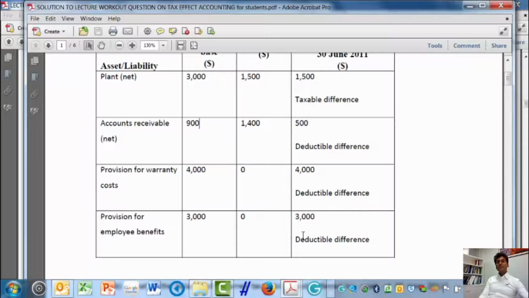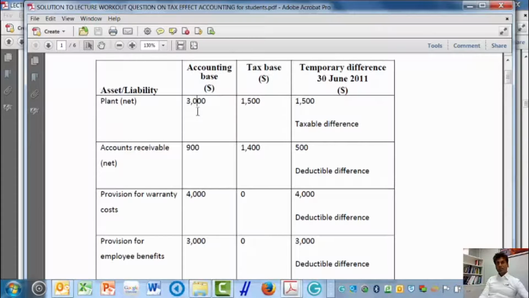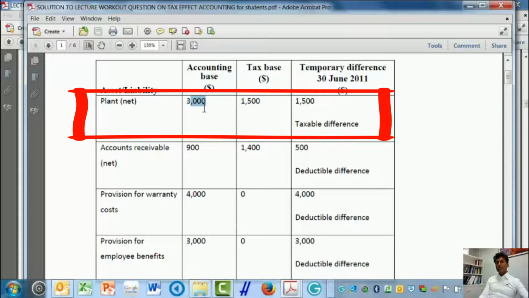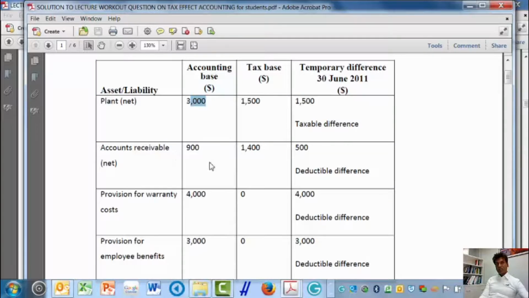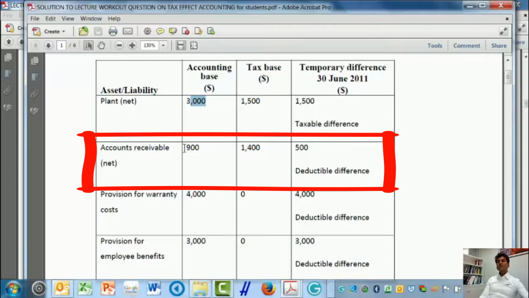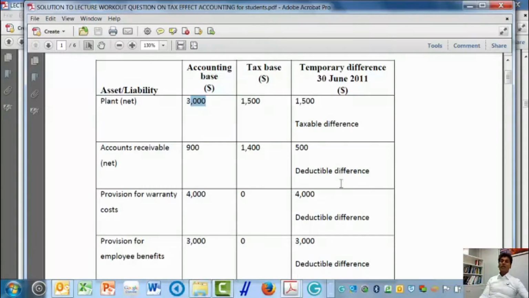So what we see here is an asset. It looks like ABC company is richer than what the tax office is thinking. That means the company will have to pay taxes in the future. So this temporary difference is called a taxable difference, because in the future the company will have to pay more taxes. Accounts receivable, here's an asset, but the asset value is lower. It looks like the company is poorer. If the company is poorer, then the company will have to pay less taxes in the future. Then the difference is called a deductible difference, because in the future the company will be saving on taxes.